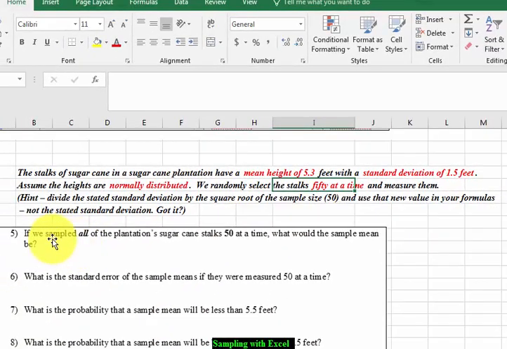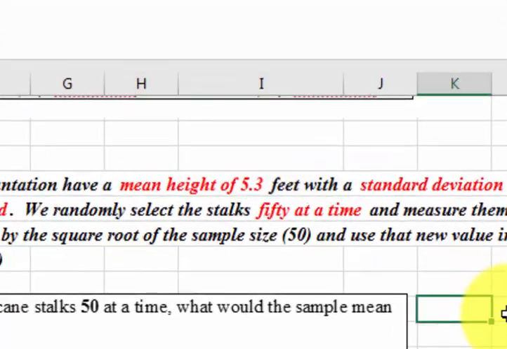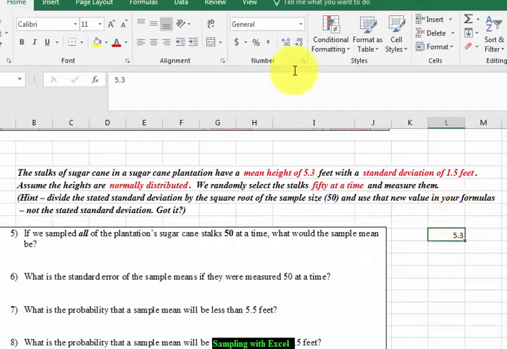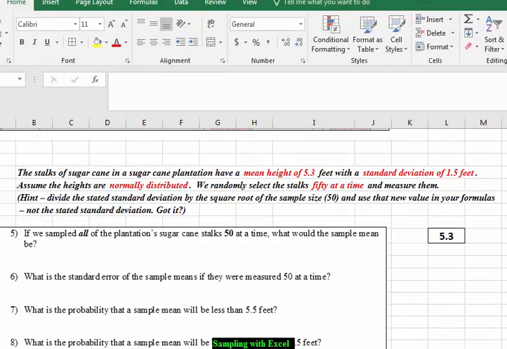All right, so the first question is, if you sampled all of the plantation sugar canes 50 at a time, what would the sample mean be? It's the stated mean right up here. So it's going to be, remember, if they're all of them, the mean's going to be 5.3, as stated in the problem. Made it pretty for you.